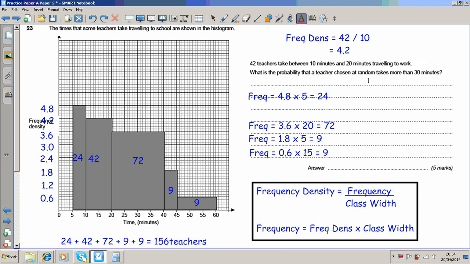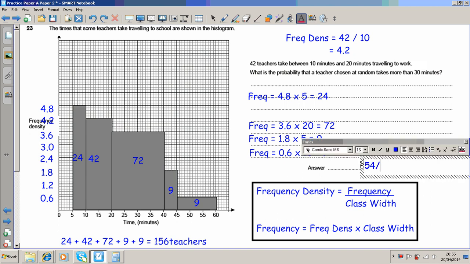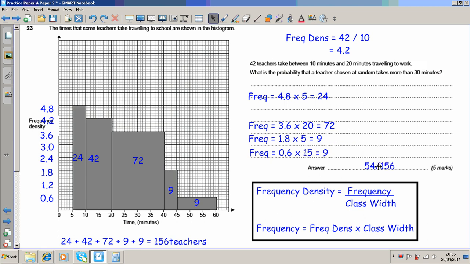And if we want to work out the probability they take more than 30 minutes, then we're looking at this section here. Well, that's half of them, which is 36, plus 9 is 45, plus 9 is 54. So 54 out of 156 teachers take more than 30 minutes. Cool.